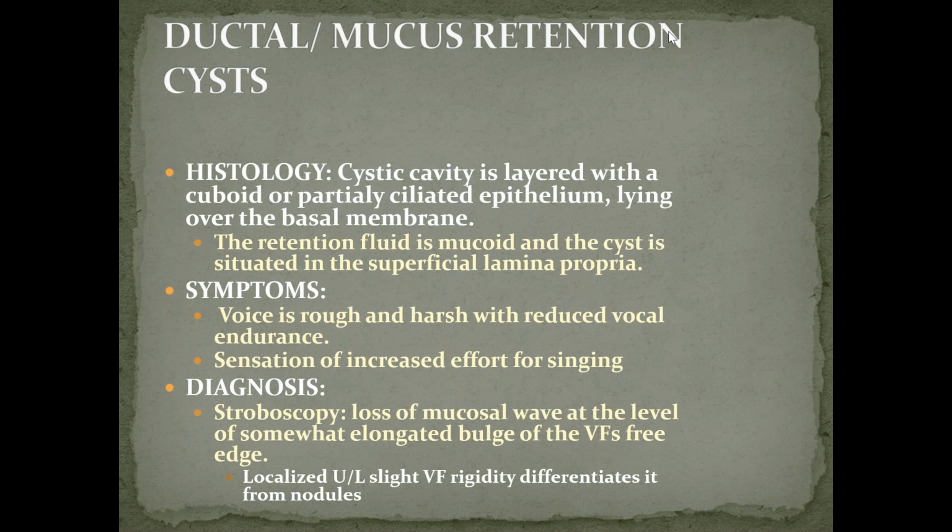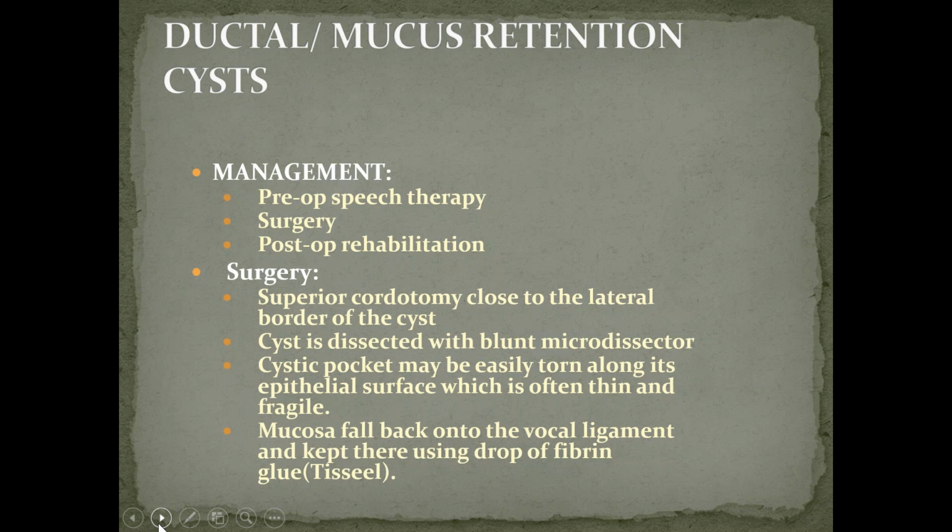So these cystic lesions, ductal cyst or mucous retention cyst, occur if there is cicatricial obstruction in the ducts of these secreting glands. We can diagnose by stroboscopy or video laryngoscopy. Usually the symptoms are rough voice and harsh voice and a sensation of increased effort on speech. Preoperative speech therapy, surgery and post-operative rehabilitation are the treatment options.